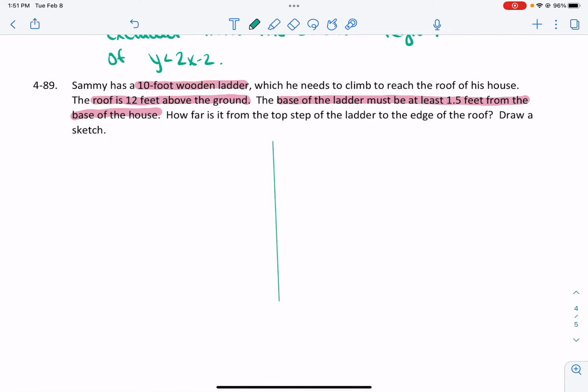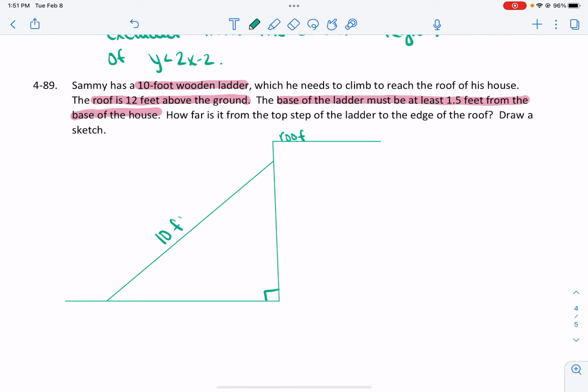So what this tells me, all right, give me a second to draw this. I'm not super good at drawing, but that's okay. You don't have to be good at drawing to do this. So we've got this part here, and we'll call this the roof, okay? We have our ladder that's like this. Okay, so we know our ladder is 10 feet. This doesn't look super good. Let me get it a little bit closer here.